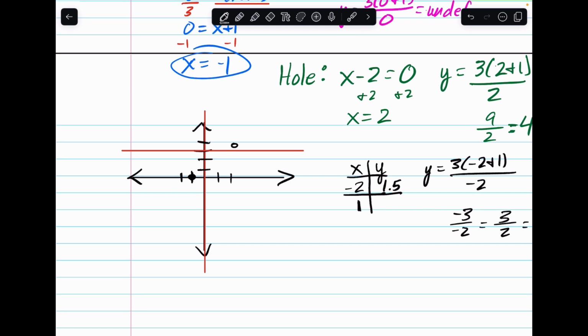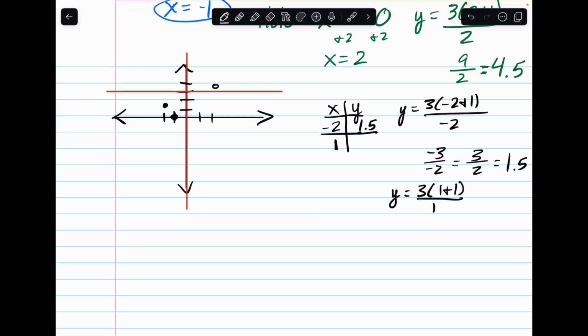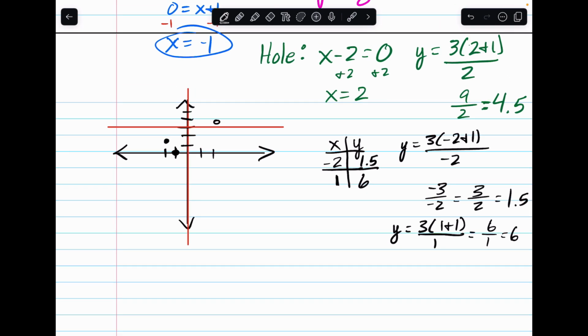Again, where's -2, 1.5? Somewhere around here. Last one. When I plug in a 1, this becomes y equals 3 times 1 plus 1 over 1. This should be an easy one, because this is going to be 3 times 2, which is 6. 6 divided by 1 is just 6. So I'm going to go to 1, 4, 5, 6. I have a point right around here. And then just go ahead and draw your lines that get ever closer to the asymptote, but don't cross it, and don't forget the arrows as well.